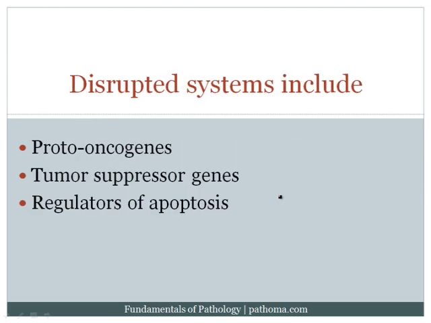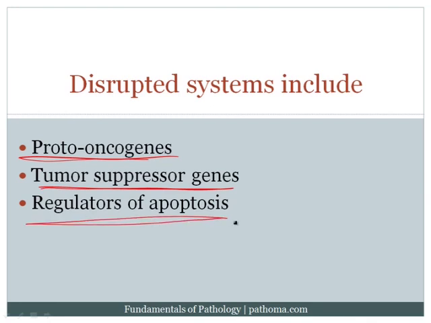So the three key regulatory systems that we're going to discuss are, number one, the proto-oncogenes, number two, tumor suppressor genes, and number three, regulators of apoptosis. These are three key systems that can be disrupted by carcinogenic agents. And these are very high yield, very important. There's a significant amount of biochemistry that goes into them. So what we're going to do is discuss each of these in the subsequent slides.